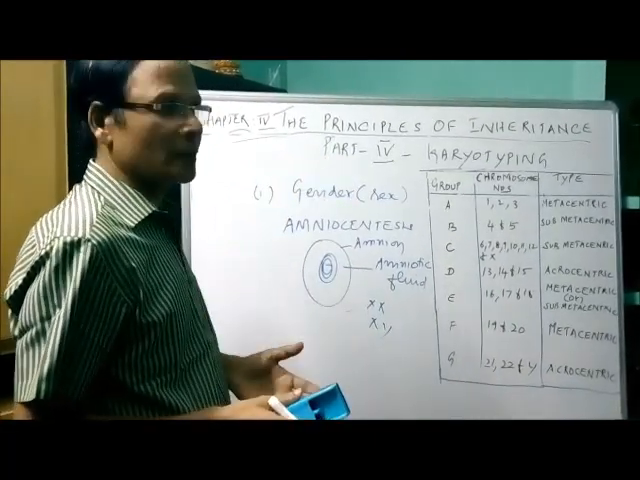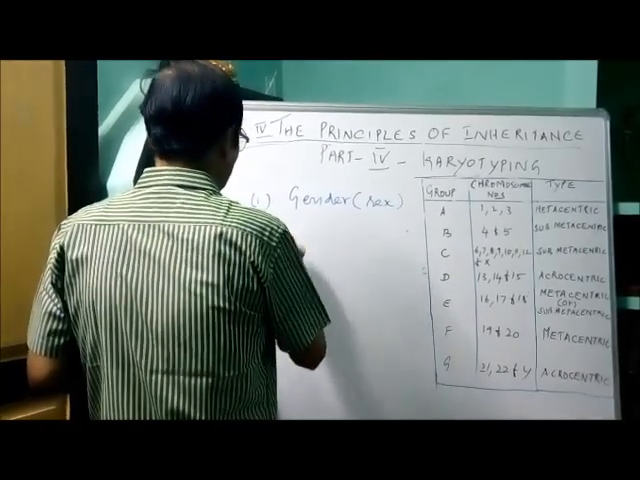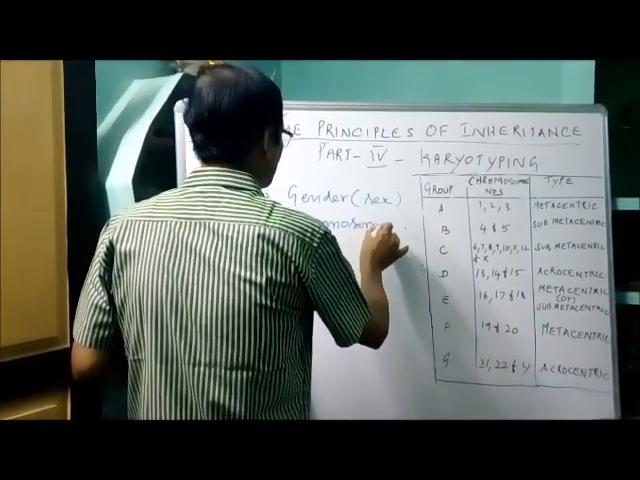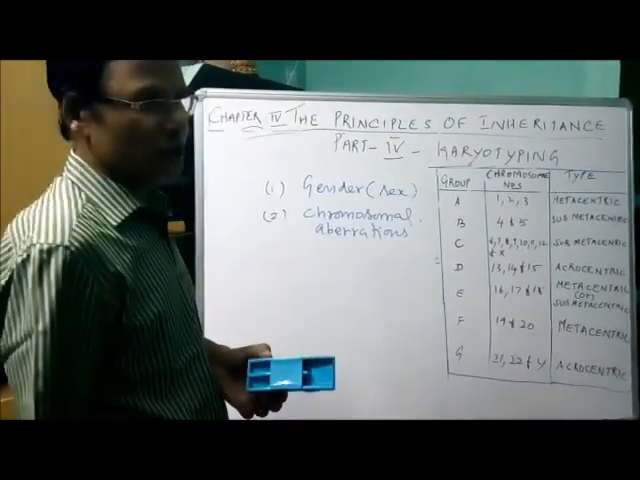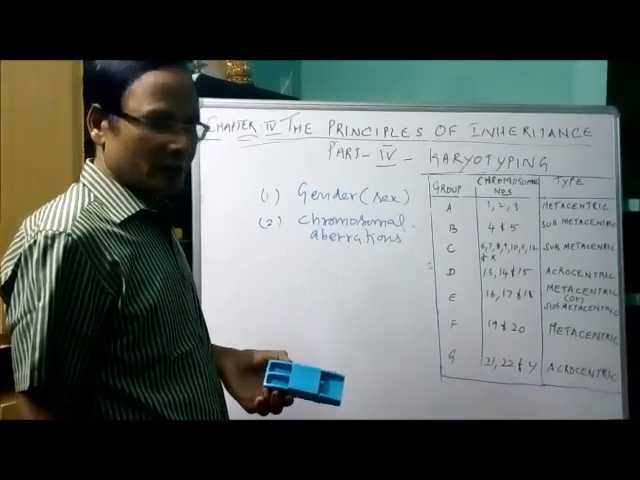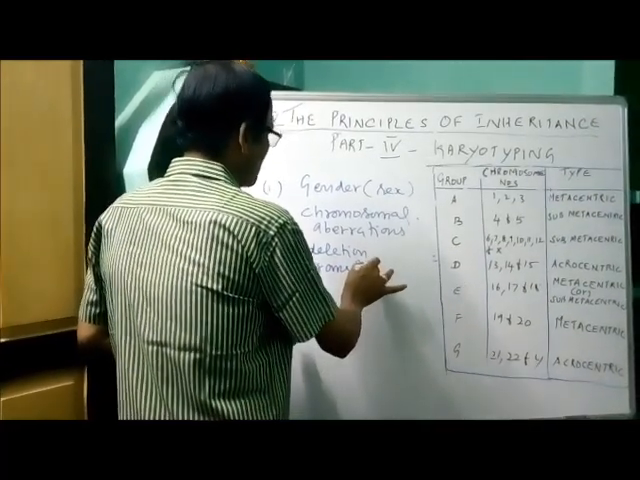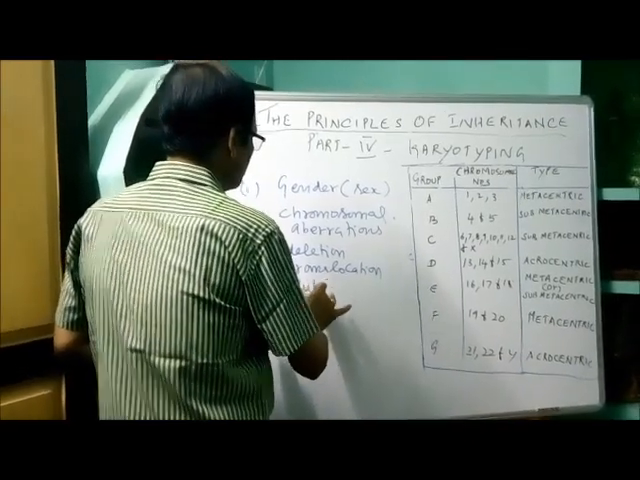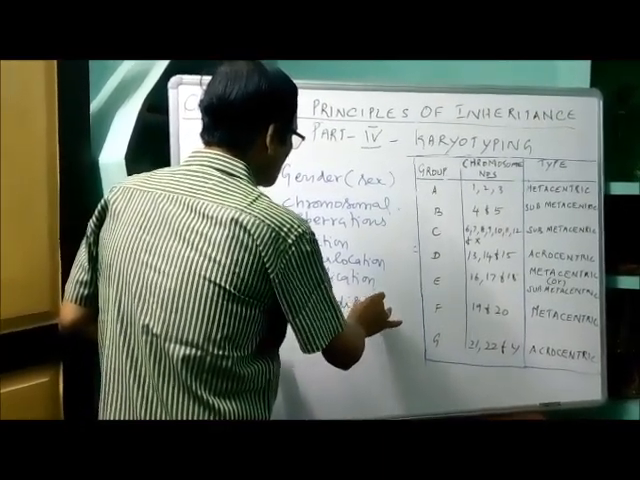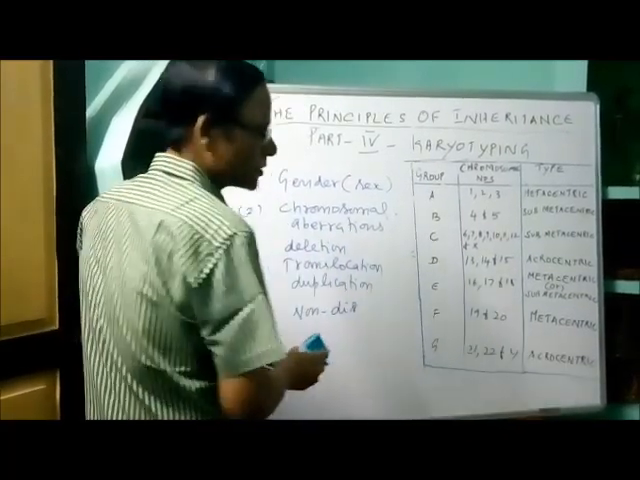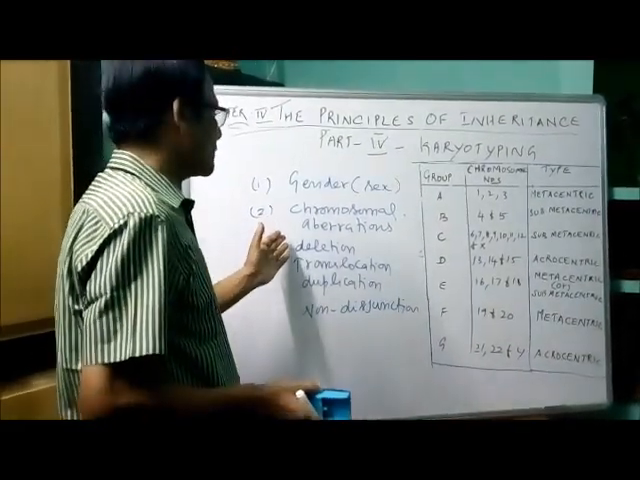This is one of the importance or advantages of karyotyping. Number two, we can detect a number of chromosomal aberrations. This is nothing but mutations of the chromosomes. Chromosomal aberrations are of different types. It may be deletion, or translocation, or duplication, and also we can find out what is called non-disjunction. I'll tell you what non-disjunction is later. And also sex chromosome aneuploidy. This is the phenomenon of non-disjunction. So these are all what we call mutations in the chromosome.